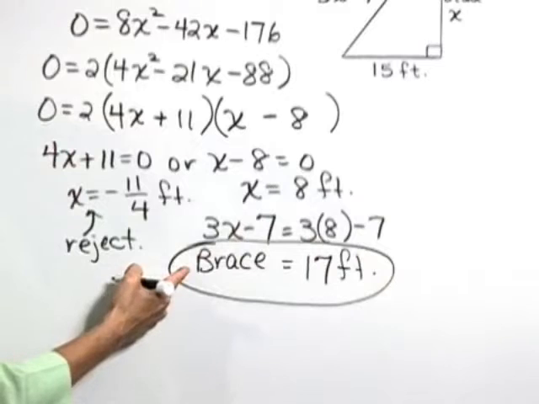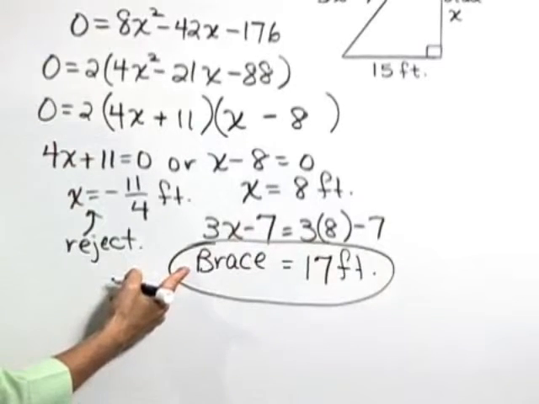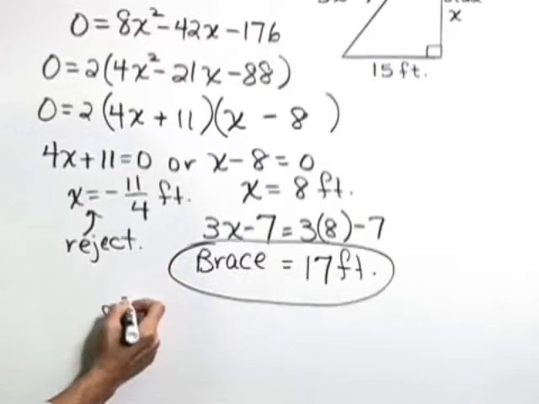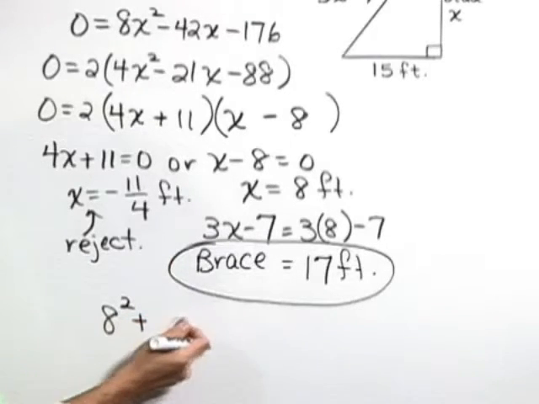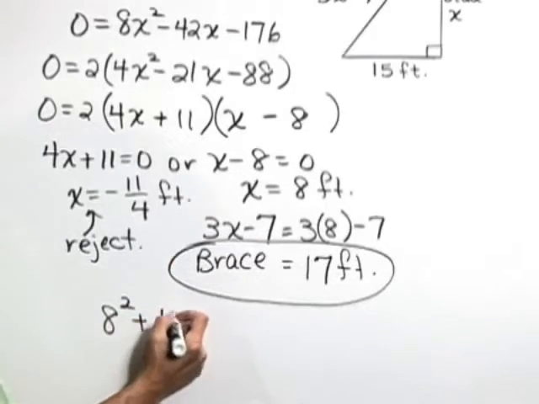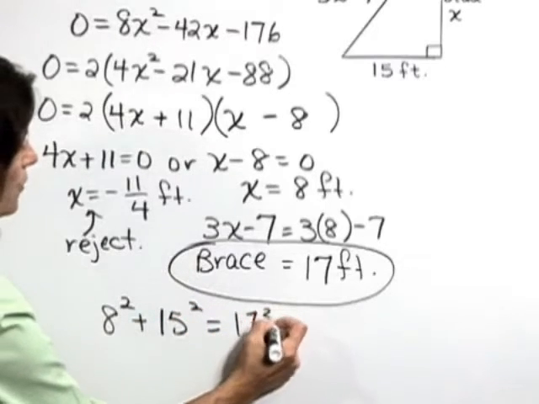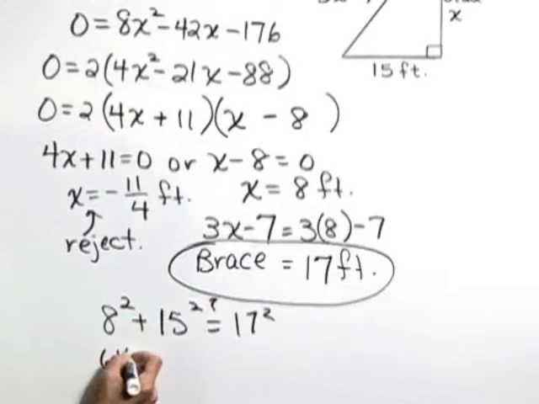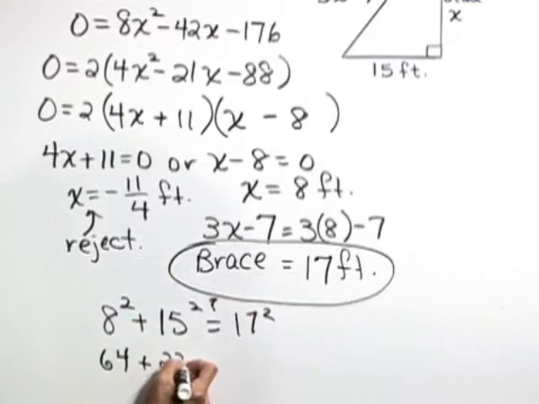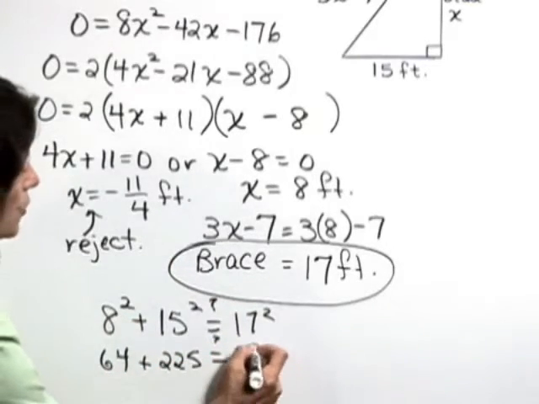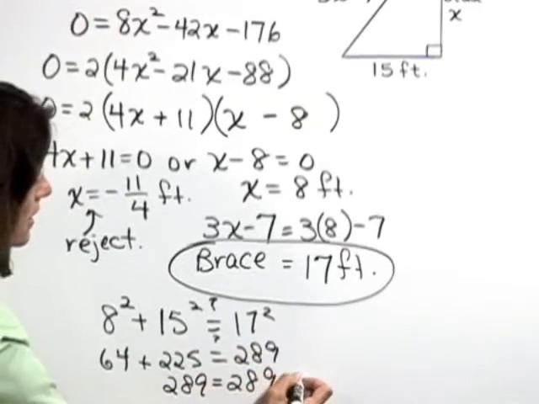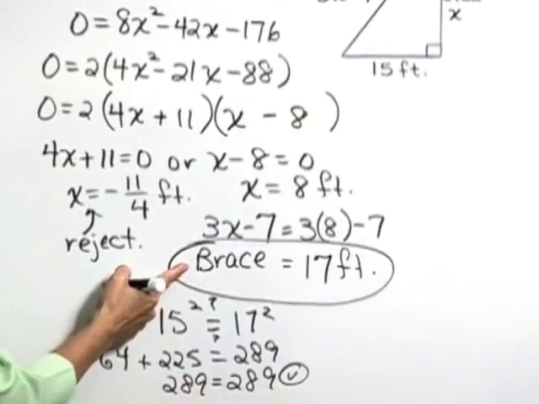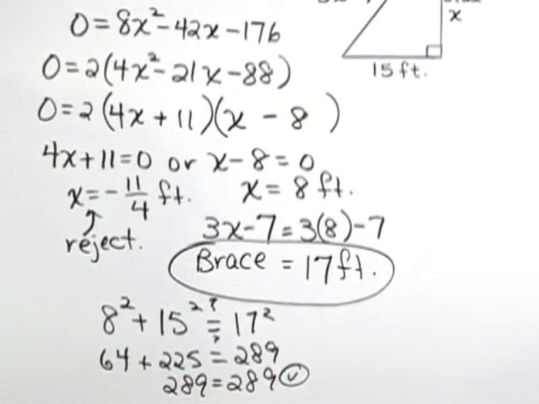Let's quickly check and make sure that the dimensions that we have conform to the Pythagorean theorem. We've got the wall stud length 8, so is 8 squared plus the length of our other leg, 15 squared, equal to 17 squared? Well, that's 64 plus 225. Is that equal to 289? Yes, it is. 289 on both sides shows that that solution does satisfy the Pythagorean theorem. And so we can say then that the brace is equal to 17 feet.